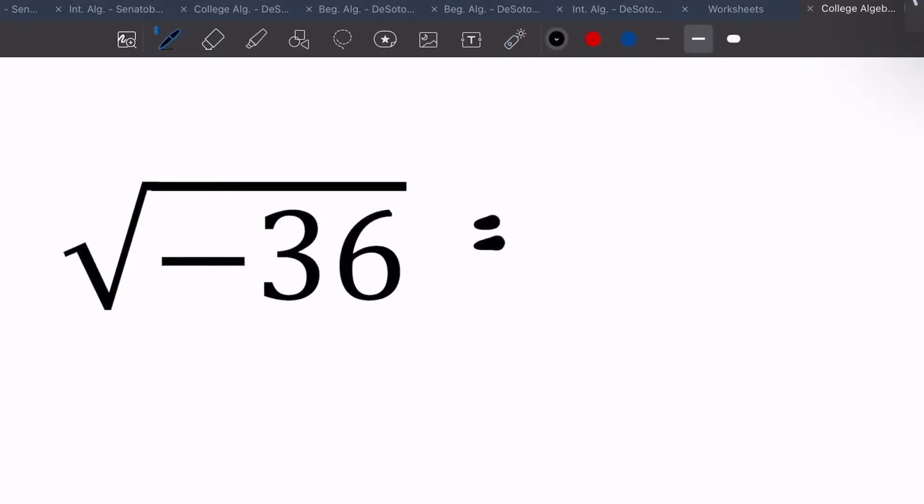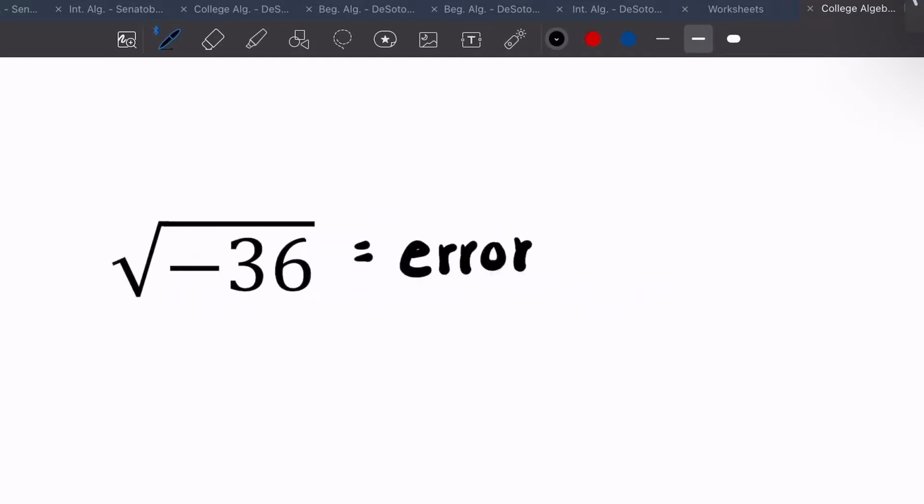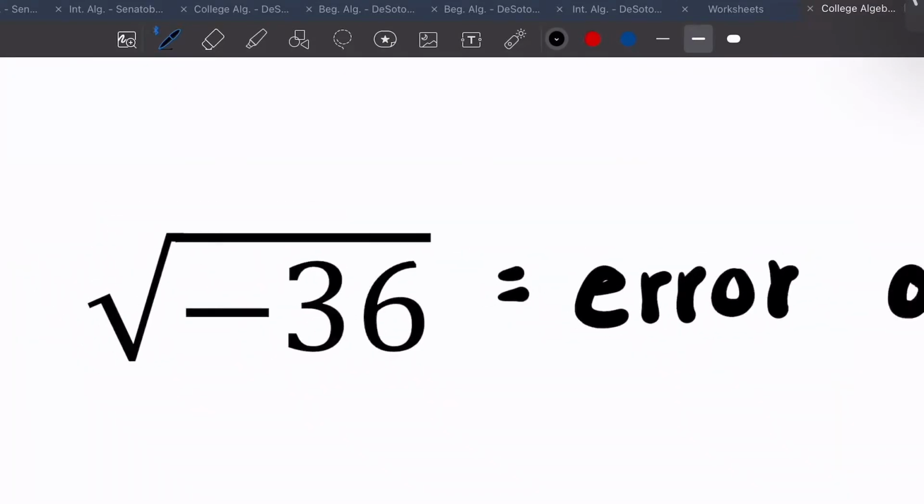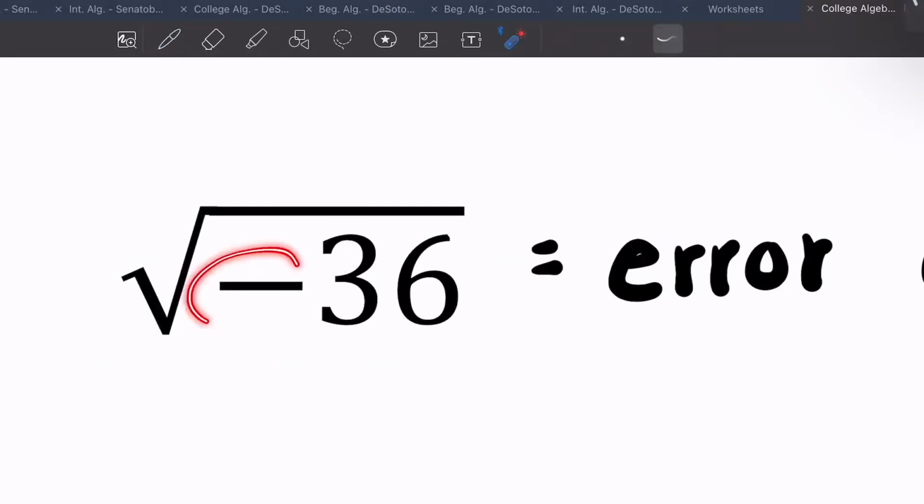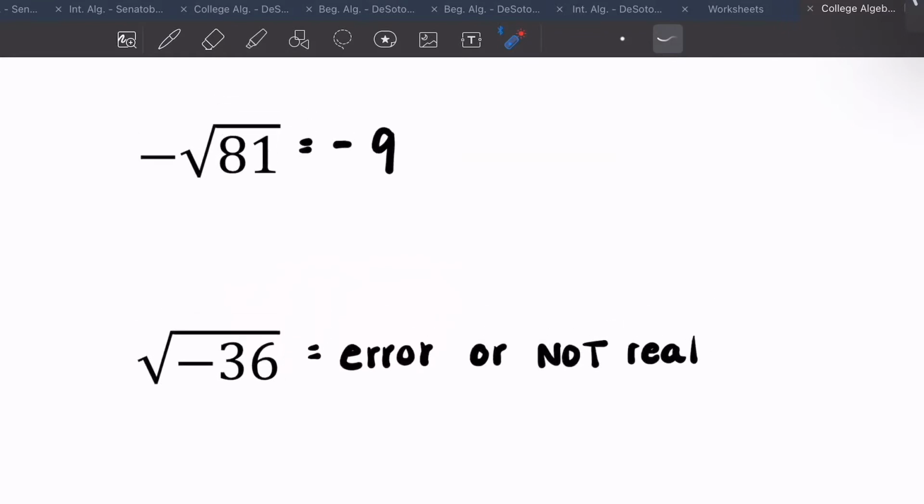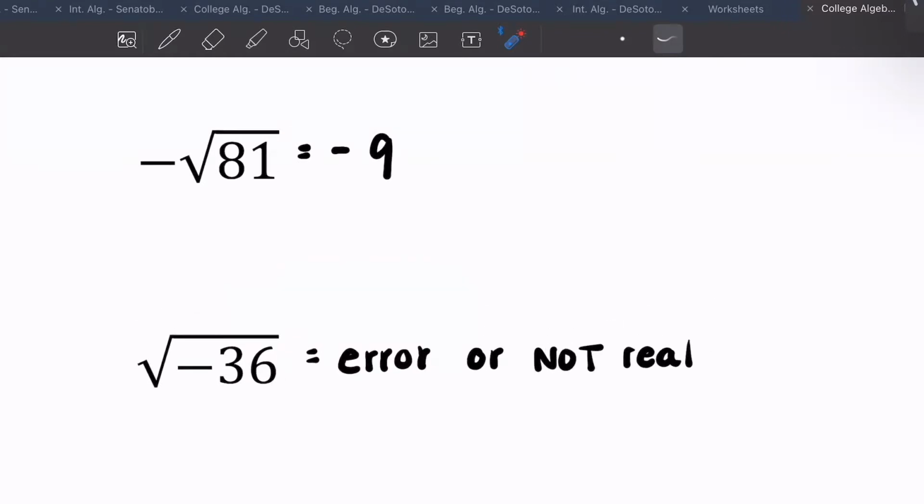So this gives us an error. If you typed that into your calculator, you would get an error. Actually, it's technically not real. It's not a real number. It is a complex number, and we will get to all of that soon. But for now, all you need to know is that if you are taking the square root of a negative number and your negative is inside the house, that gives you an error. That gives you something that is not real.